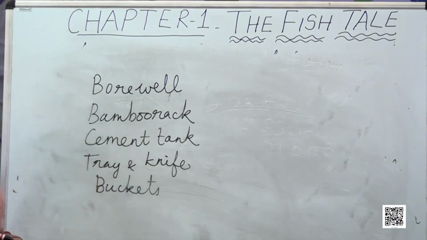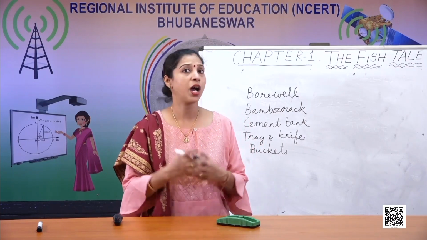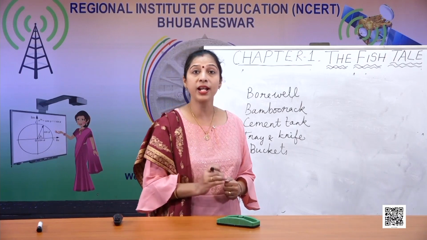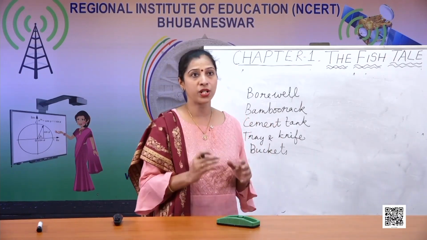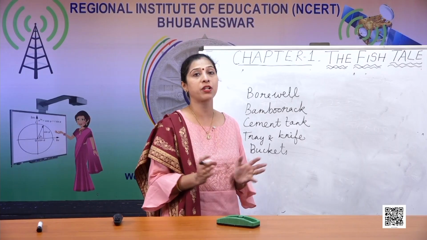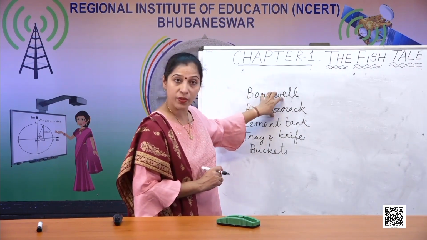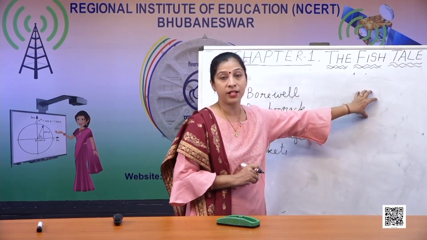Now, after they found out what things are needed, they have to find out how many they need and what the price of each thing is, so that they can find out the total amount of money they need to start the factory. Now, this type of thing is called billing. Whenever we start something or buy something, you must have seen the shopkeeper also makes a bill like this, with the things we have bought, then the price for one item and the number of items we have got, then the total cost.